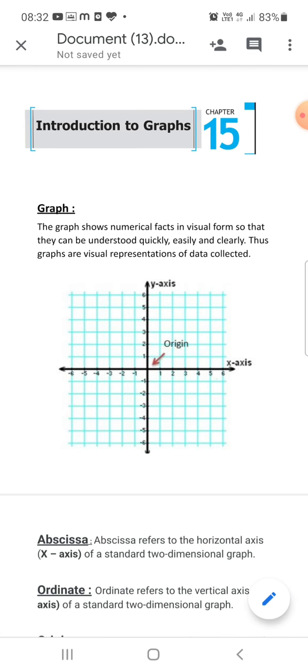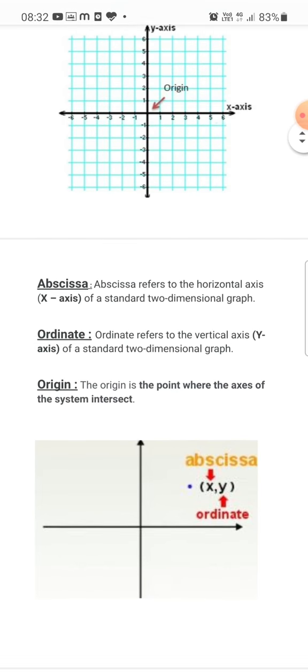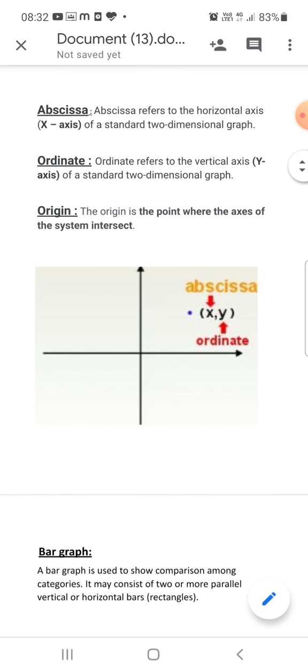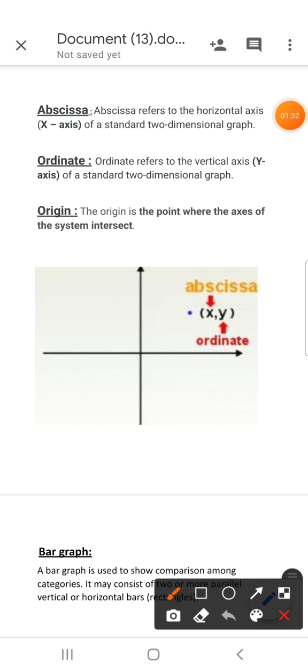Students, you have to note down all these basics of the graph. Now, abscissa. Abscissa refers to the horizontal axis, that is x-axis, of a standard two-dimensional graph. You can see this is a two-dimensional graph. Two-dimensional means one here you can see is vertical and another is horizontal line. It shows two dimensions, one is x and one is y.